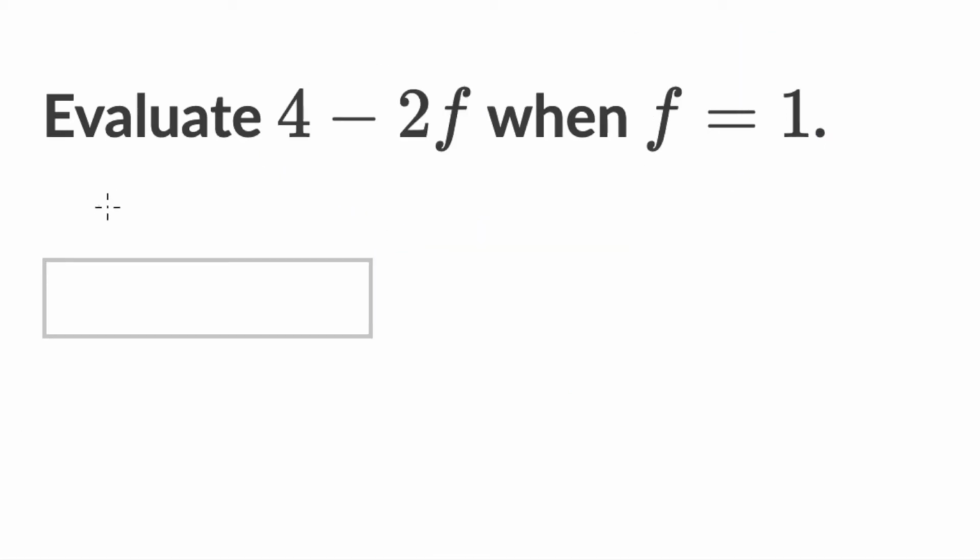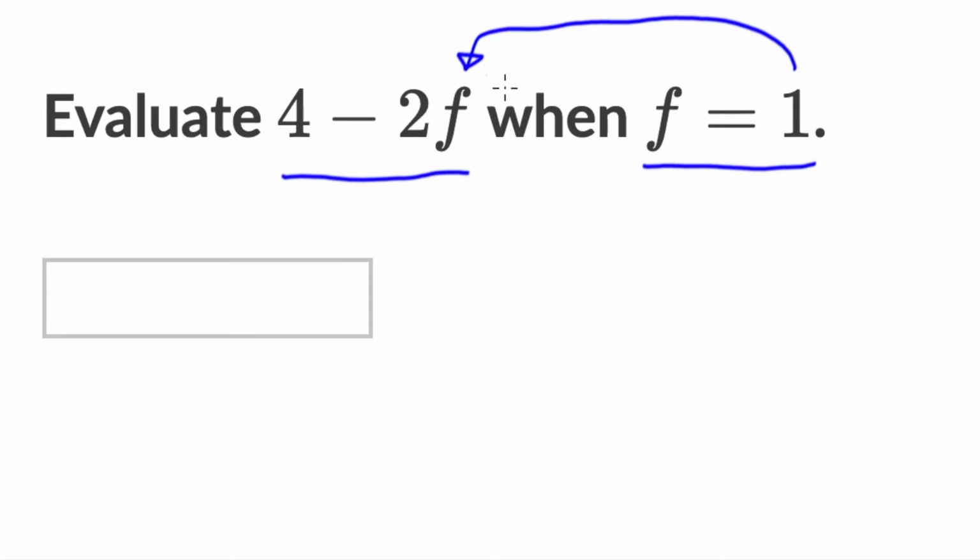Alrighty, problem number 3. Let's go ahead and write down the important information. It says evaluate 4 minus 2f when f equals 1. We're going to plug in the value of 1 into f, and let's rewrite our expression. So we got 4 minus 2 times f, which is 1.